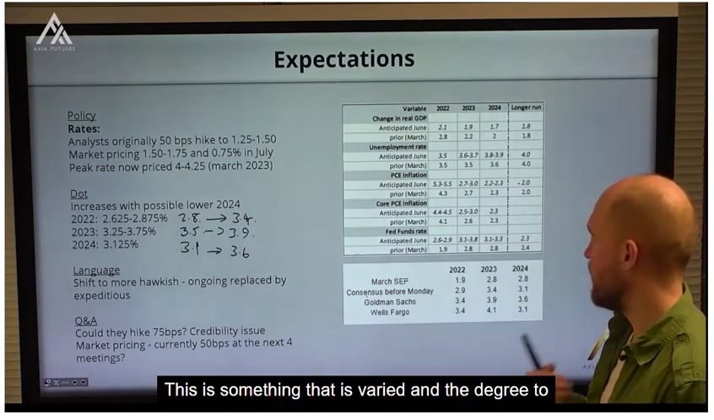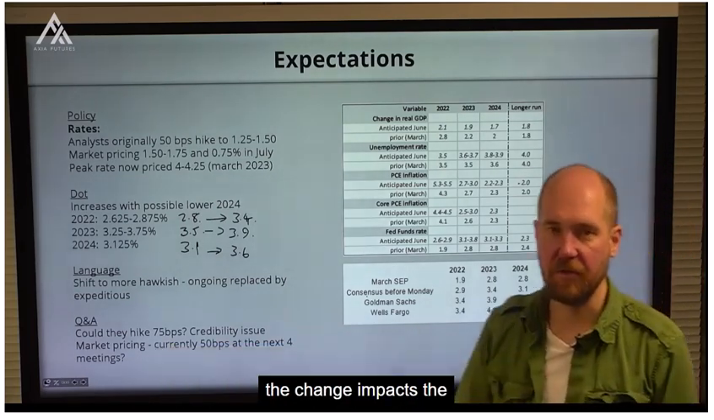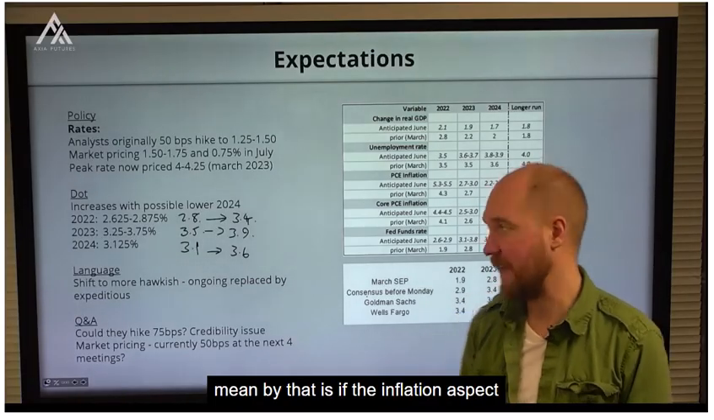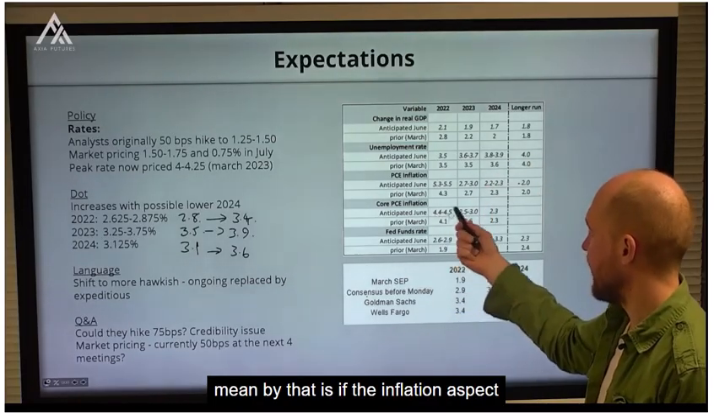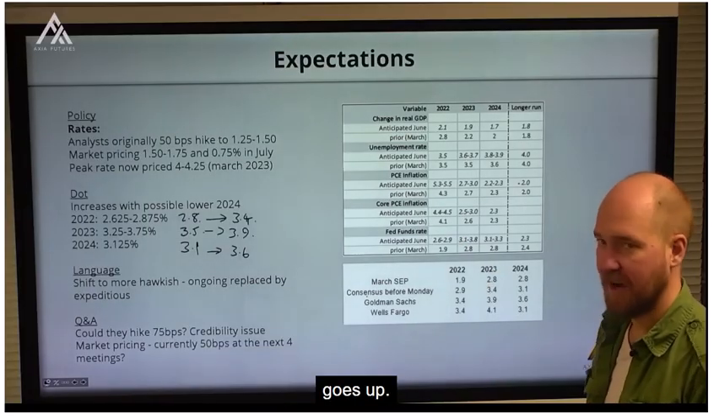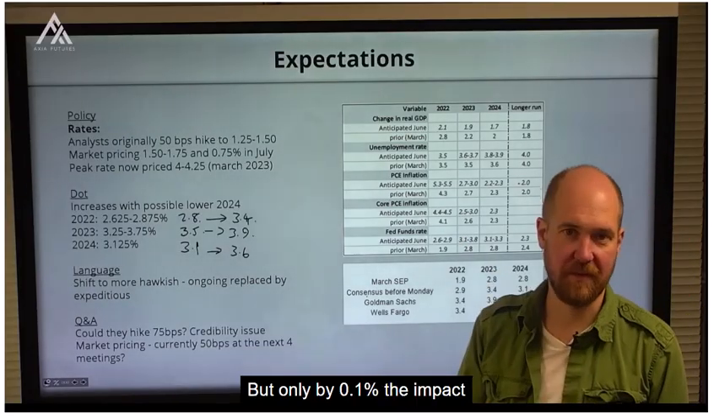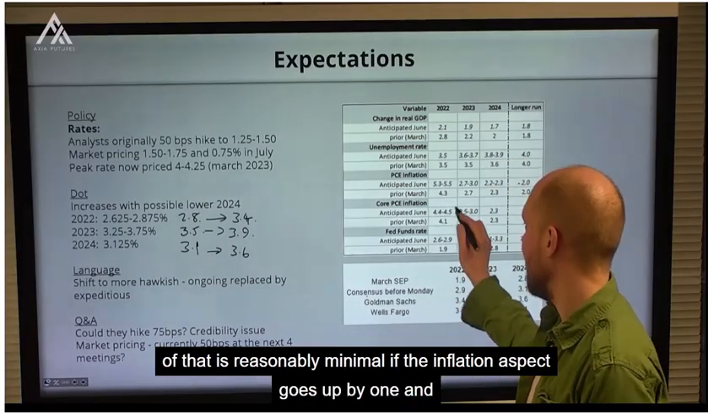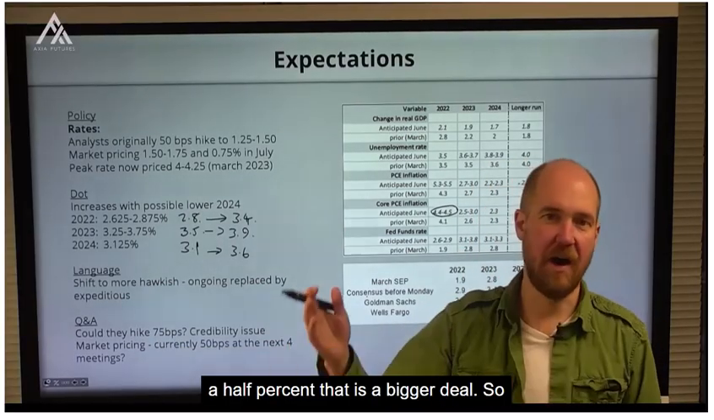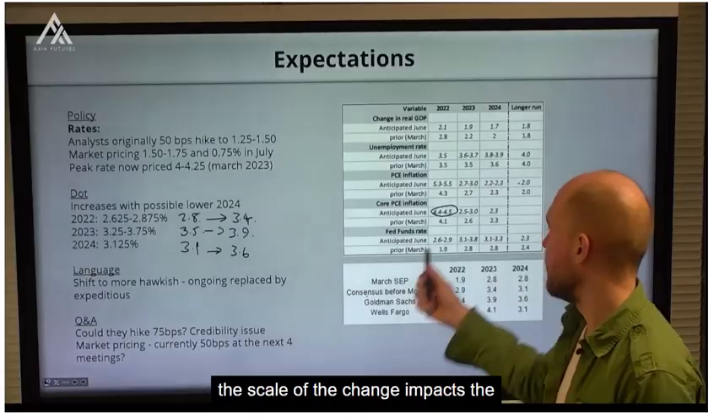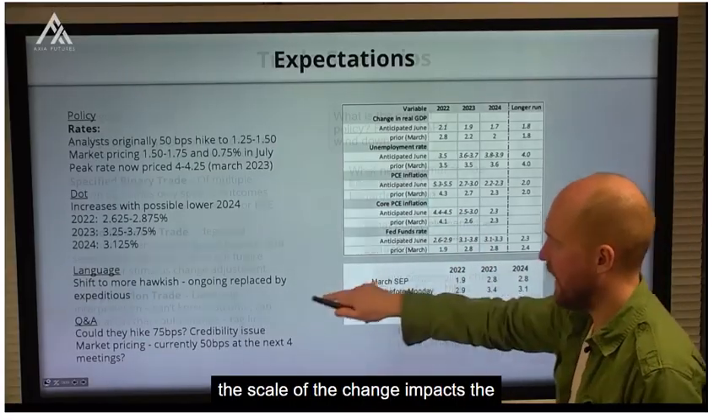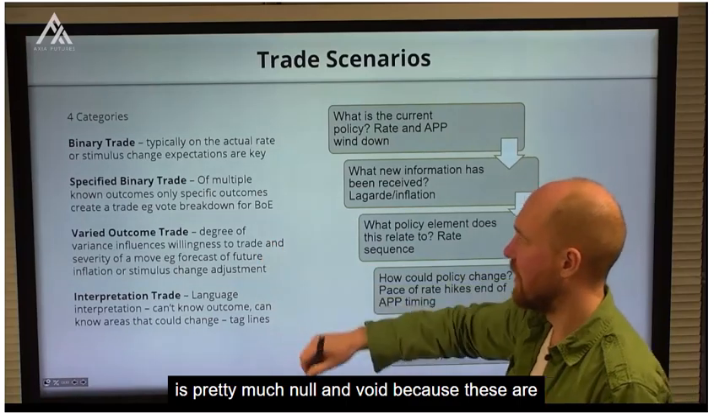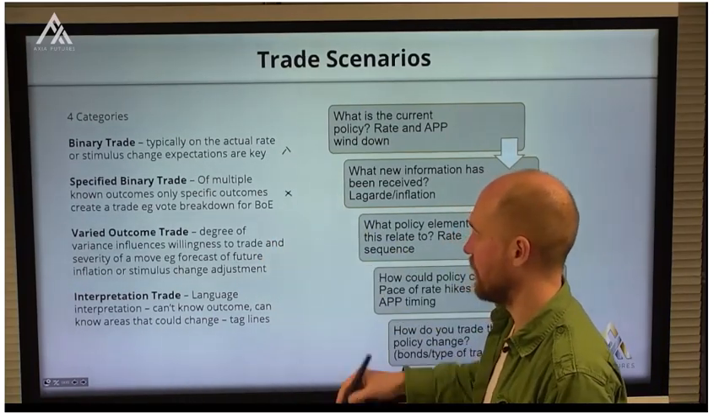This is something that is varied, and the degree of the change changes the impact. What I mean by that is, if the inflation aspect goes up, but only by 0.1%, the impact is reasonably minimal. If the inflation aspect goes up by 1.5%, that is a bigger deal. So the scale of the change impacts the scale of the move. In this instance, this is pretty much null and void because these are the really key big ones.